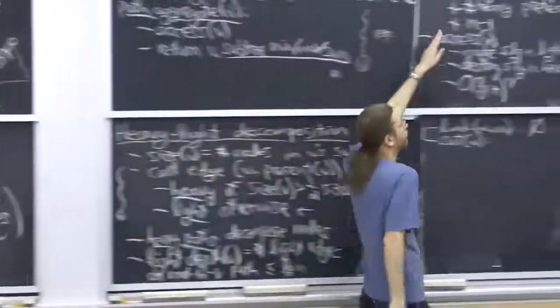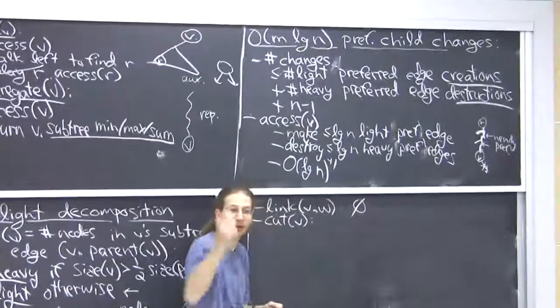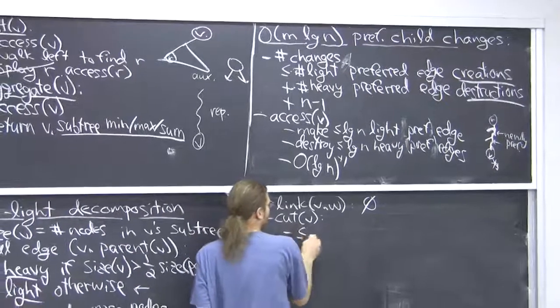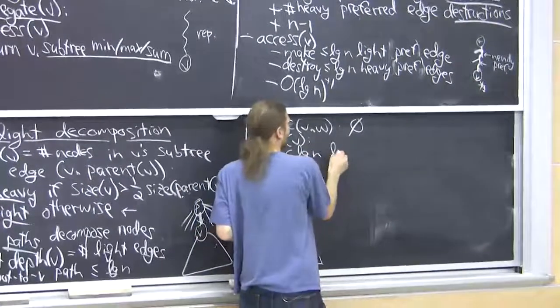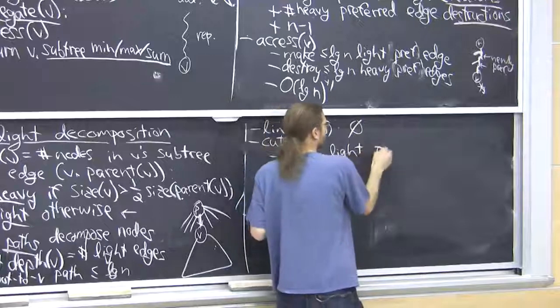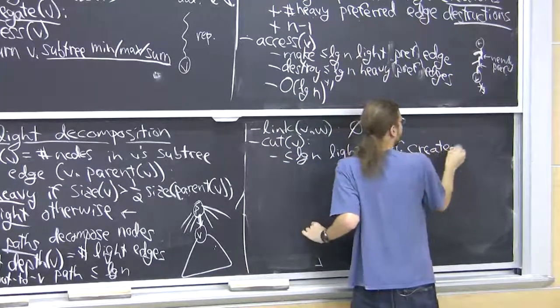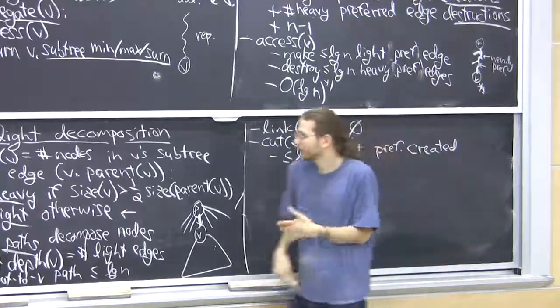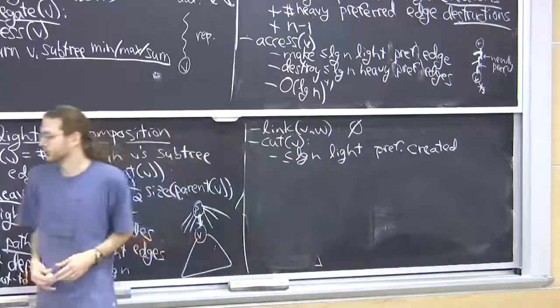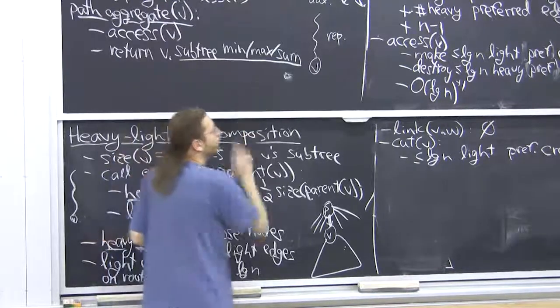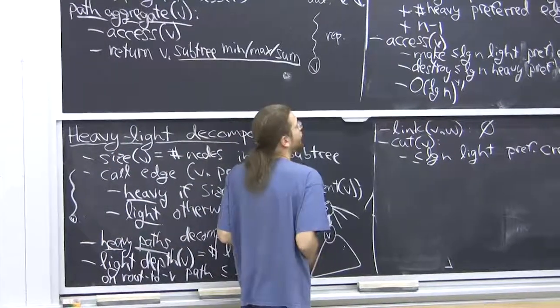We will count the number of light preferred edges created. But again, they're all in a path, so it's at most log n light preferred edges created. We don't care about edges hanging off that path because they're not preferred anymore, so there's nothing to talk about. So that's it. That proves m log n preferred child changes.